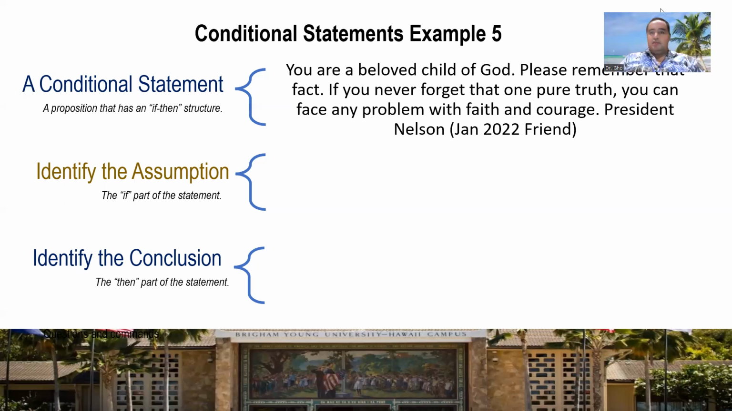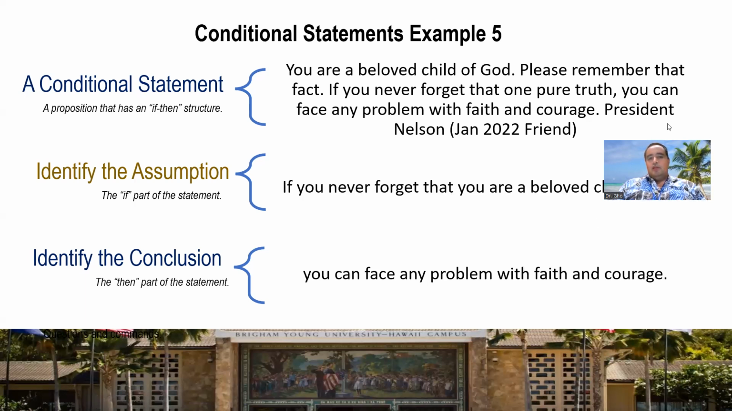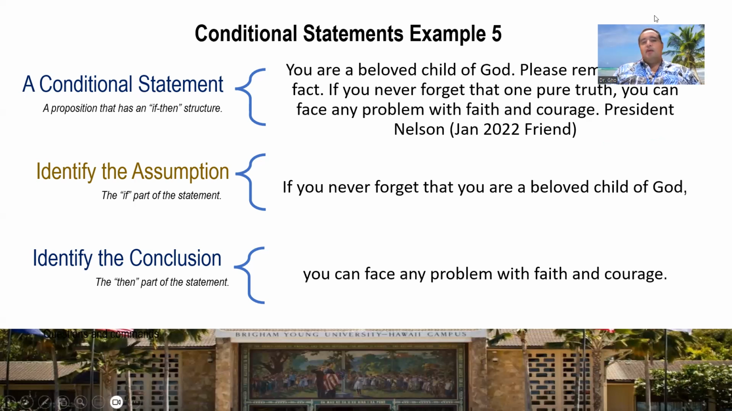Here's another conditional statement, and this comes from President Nelson in the Friend around 2022. He stated, "You are a beloved child of God. Please remember that fact. If you never forget that one pure truth, you can face any problem with faith and courage." Go ahead and pause it, identify the assumption, identify the conclusion. So the assumption here is that if you never forget you're a beloved child of God. And then the conclusion here is you can face any problem with faith and courage.